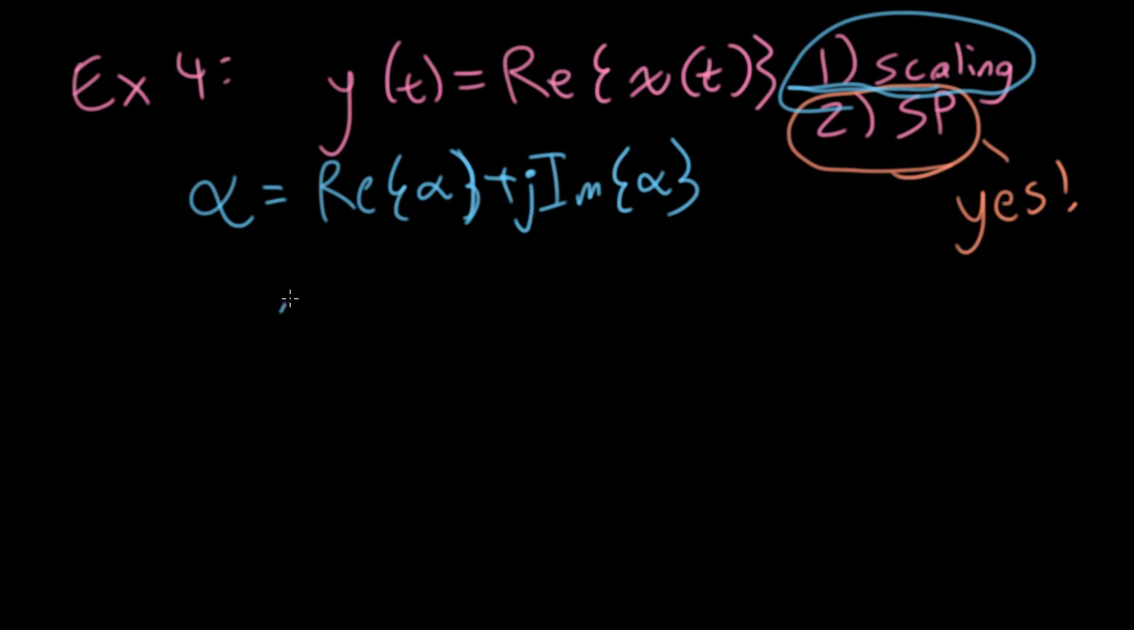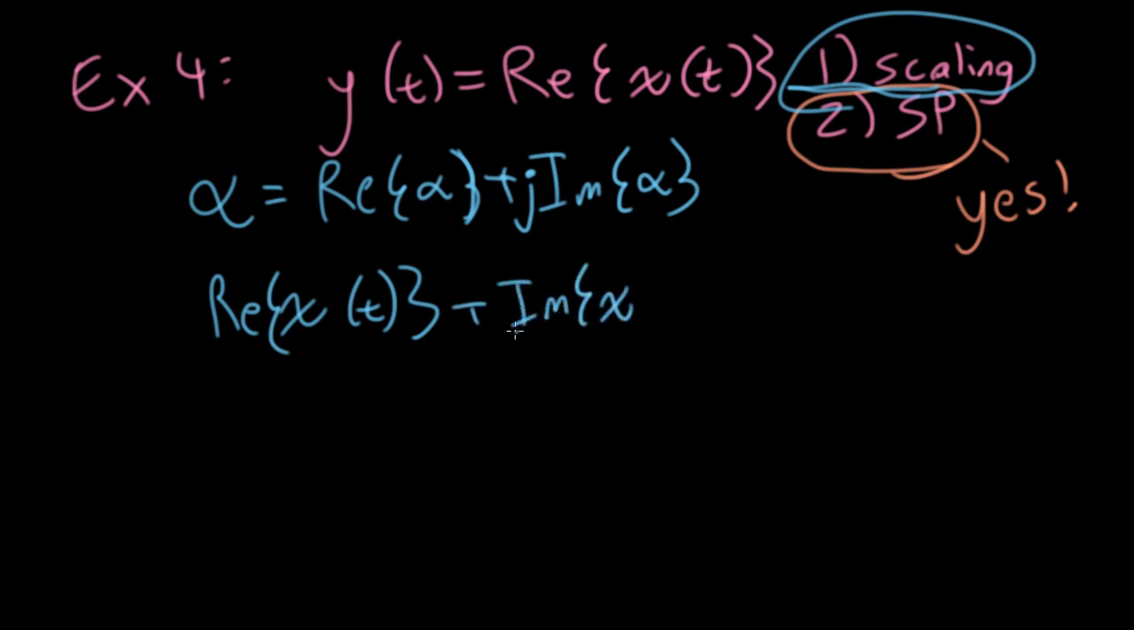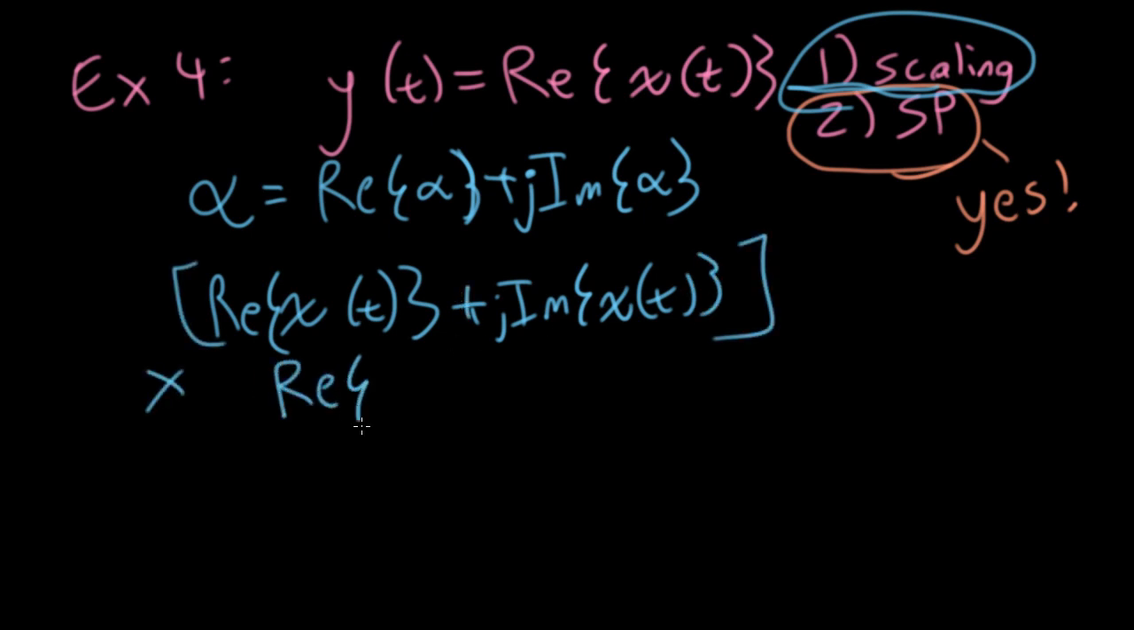If I take my x of t and I multiply it by alpha first, and then take the real part, let's see what happens. So x of t itself, I need to write in terms of its imaginary and real components. I'm going to multiply that by alpha, which again has a real component and an imaginary component.